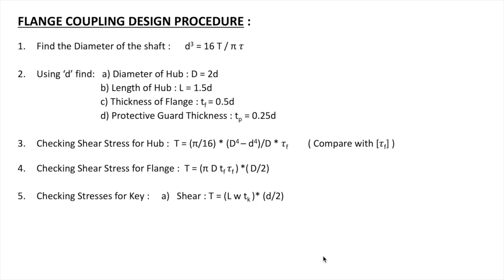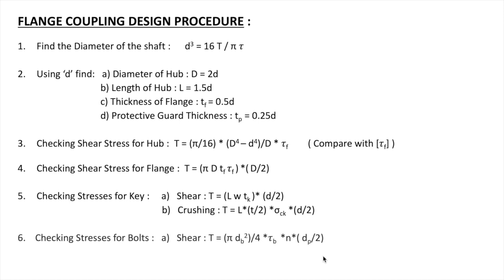The fifth step is to check stresses for the key. Here we need to find both shear stress and crushing stress. So the shear stress is T equal to L into W into tau K into d by 2, and the crushing stress is T equal to L into t by 2 into sigma CK into d by 2. Now we check the stresses for bolts. The shear stress is T equal to pi into dB squared divided by 4 into tau b into N into dP by 2, and the crushing stress is T equal to dB into TF into sigma CB into N into dP by 2.